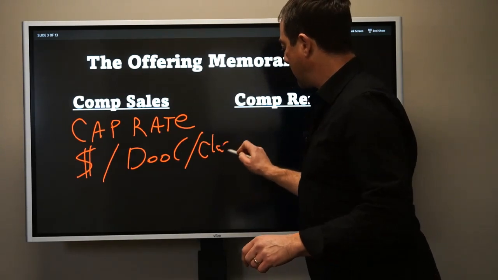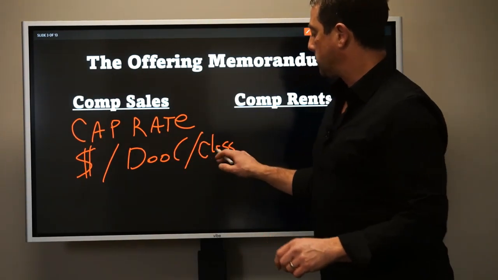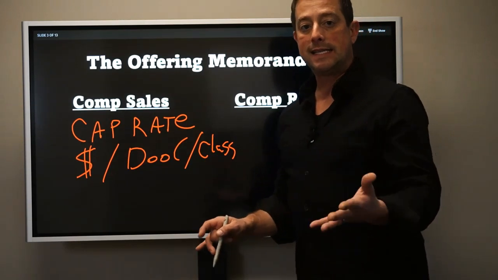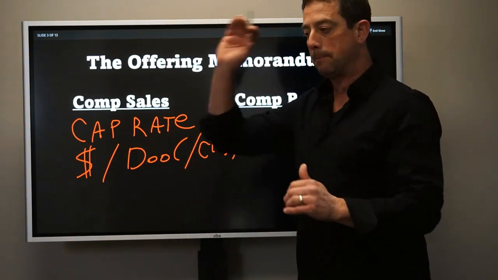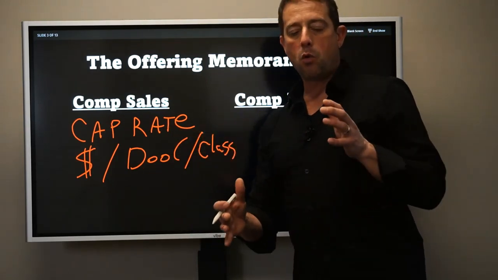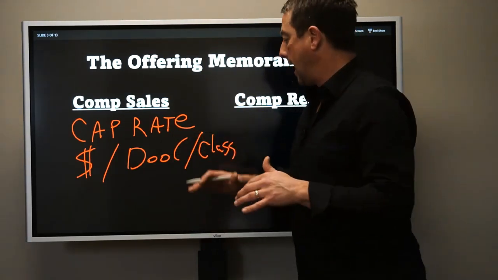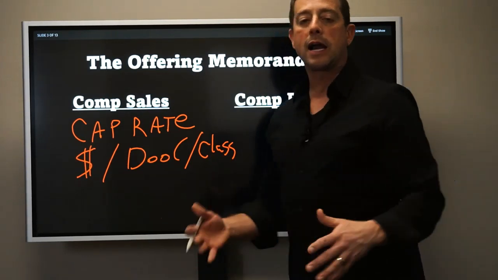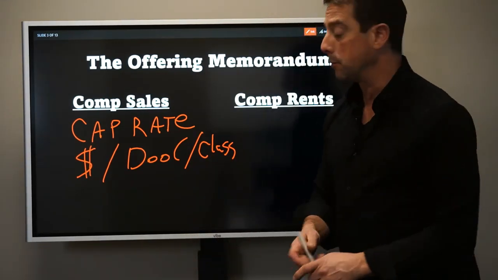Now, what I mean by that is, remember, we have A, B, C, and D asset classes. A being brand new, B being relatively new, C being more of your affordable workforce housing, and D being all the way into a high crime, war zone type neighborhood.